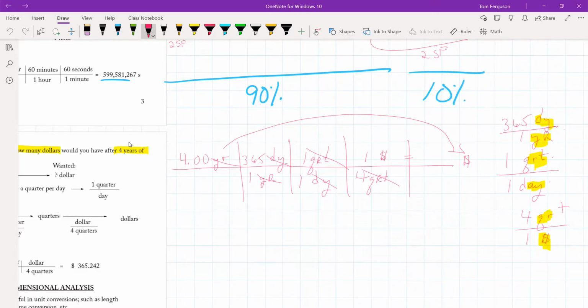Okay, so that gives us $365. We started off with 3 sig figs. We end with 3 sig figs.